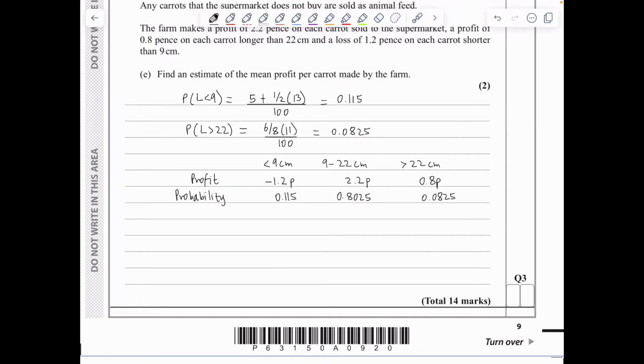0.0825 respectively. Remember, we're trying to determine the expected profit, so I will simply be multiplying the profit by the associated probability. So it's going to be minus 1.2 times 0.115 plus 2.2 times 0.8025 plus 0.8 times 0.0825. Plugging everything on the calculator gives me 1.6935 pence. Well, the examiner here is accepting anything that rounds to 1.7 pence.